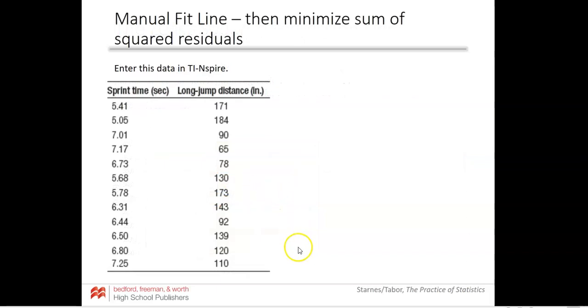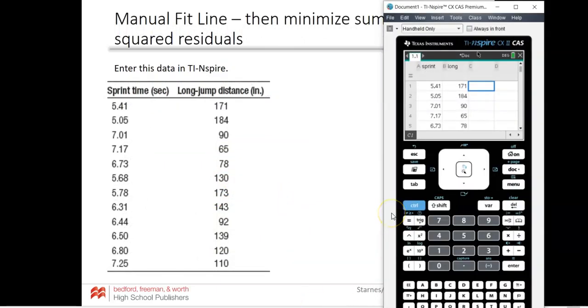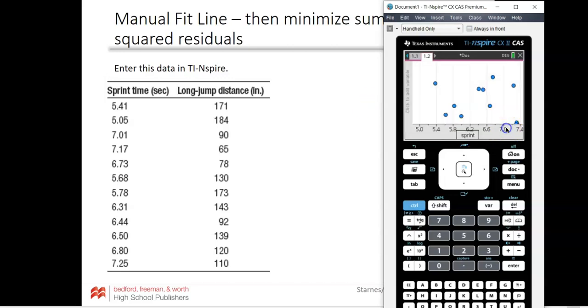So let's try this. You might already have this data typed in from the other day, but if you don't, go to a Lists & Spreadsheet page, call one sprint, call one long, and type in the data. Then hit the home key, go to a Data & Statistics page, and choose your X variable, which is sprint. It's our explanatory variable, and long is our response variable. It looks like it has a negative association, moderately strong maybe, and it's linear. Okay, so we're going to do a linear regression.